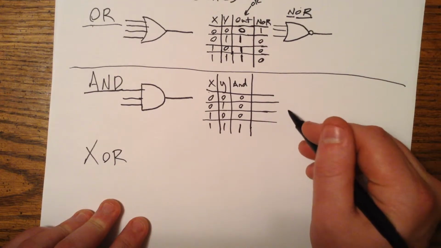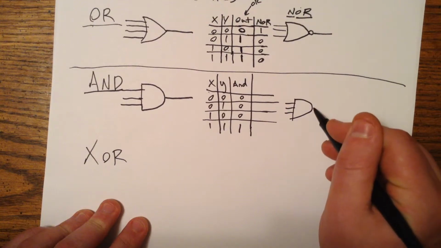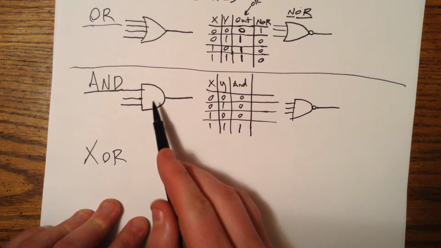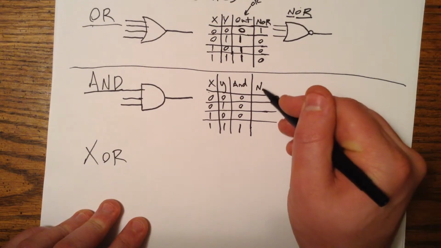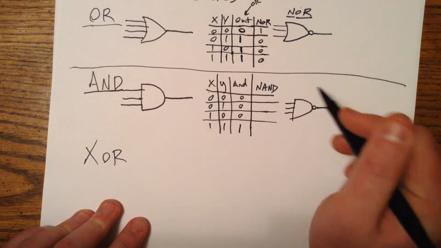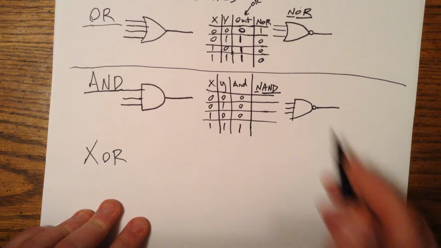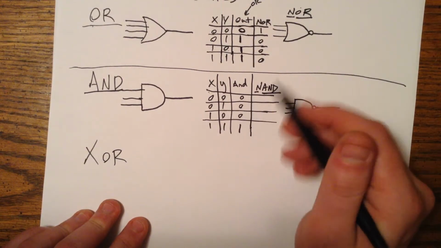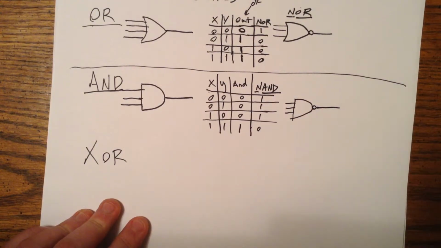Now, the complement of the AND gate is the NAND gate. And you guessed it, it just has a little circle on the front of it. It's an AND gate with a little circle on the front, and that's a NAND gate. So we'll go ahead and make the truth table for the NAND gate too. NAND gate stands for not AND gate. So, all we have to do is ask, what's the complete opposite of an AND gate? Just flip all the bits, and that's our truth table for the NAND gate.